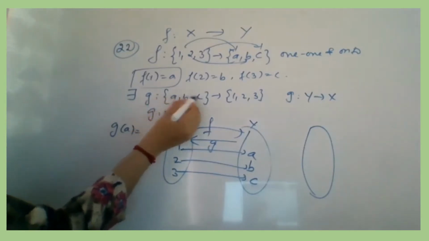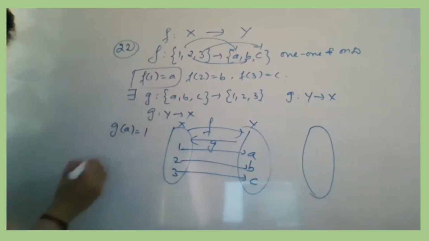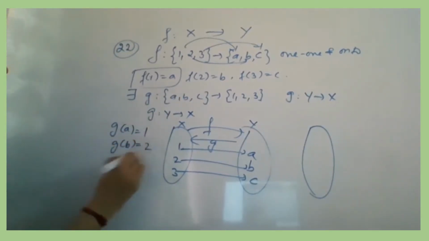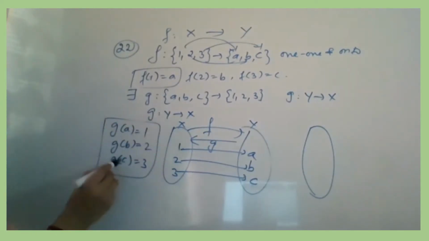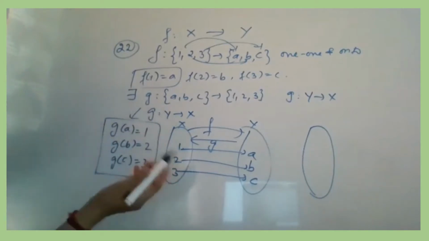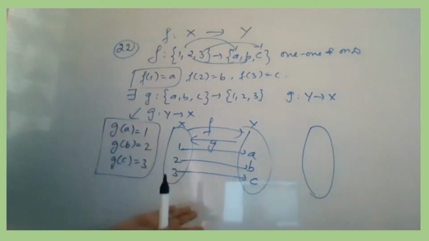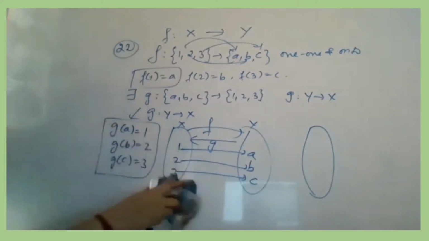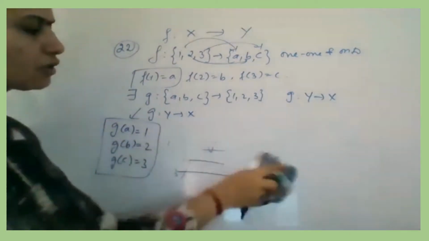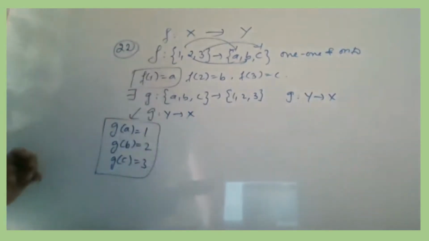मतलब first set में है A, B, C. So you get G of A as 1, G of B as 2, and G of C as 3. If I define this G like what I have written, then while taking the composition, I will get the same thing. वही element मिलेगा. That is, जब मैं G composition F करूँगी, ये मैं रब कर रही हूँ. I'm just taking the composition and showing whether I'm getting the identity or not.